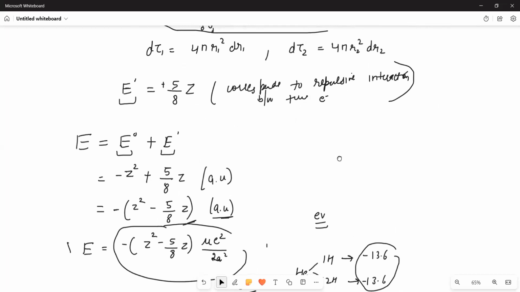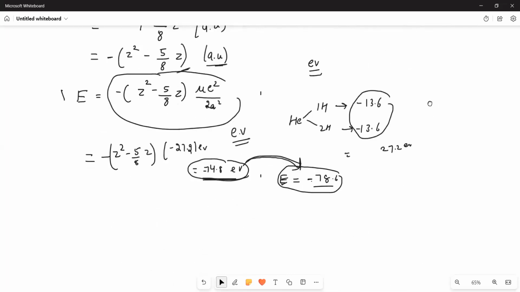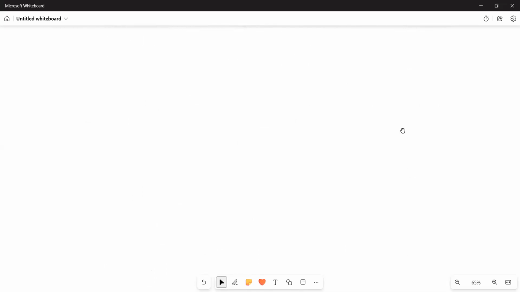Now after doing this perturbation theory, we will start with the variation principle. It will take 10 minutes only. So the derivation for the variation principle we will do tomorrow.